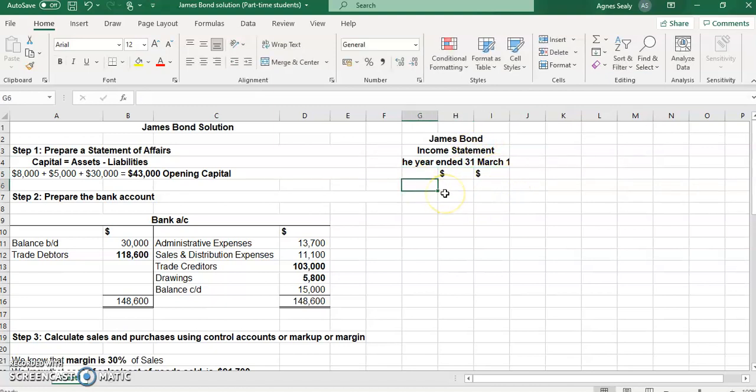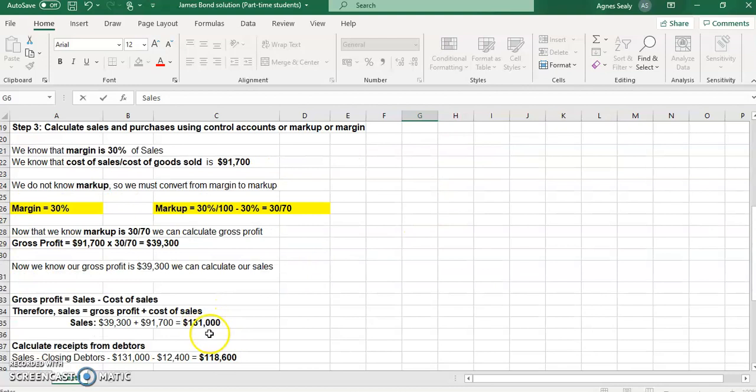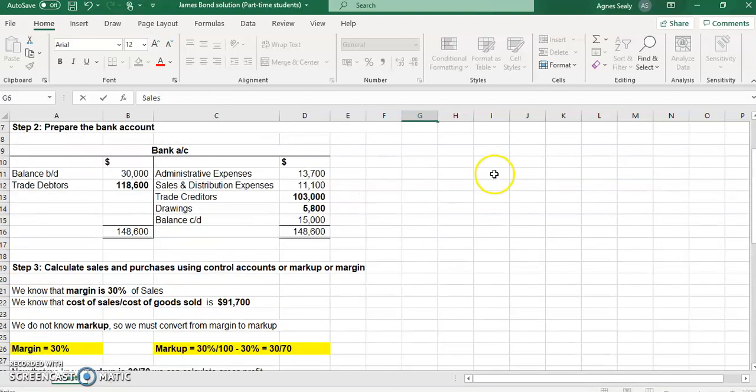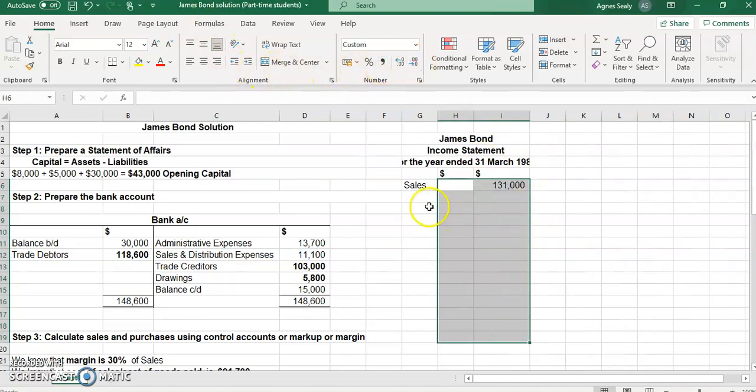And then our income statement will start with our sales. And we know our sales figure, we calculated it. Our sales were $131,000. So we're going to put in our sales, $131,000. We don't have any sales returns, so you don't need to make adjustments for any sales returns because we don't have any in this question.